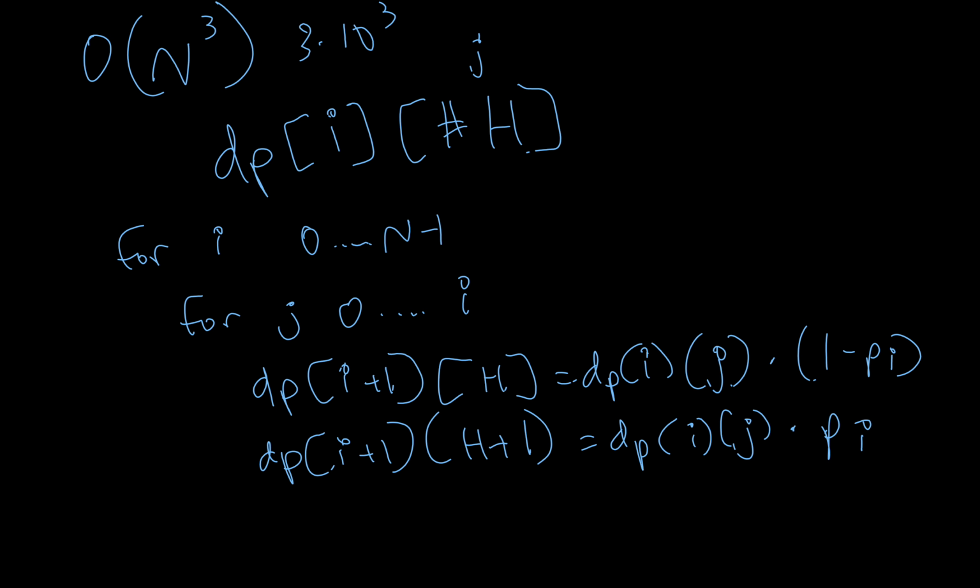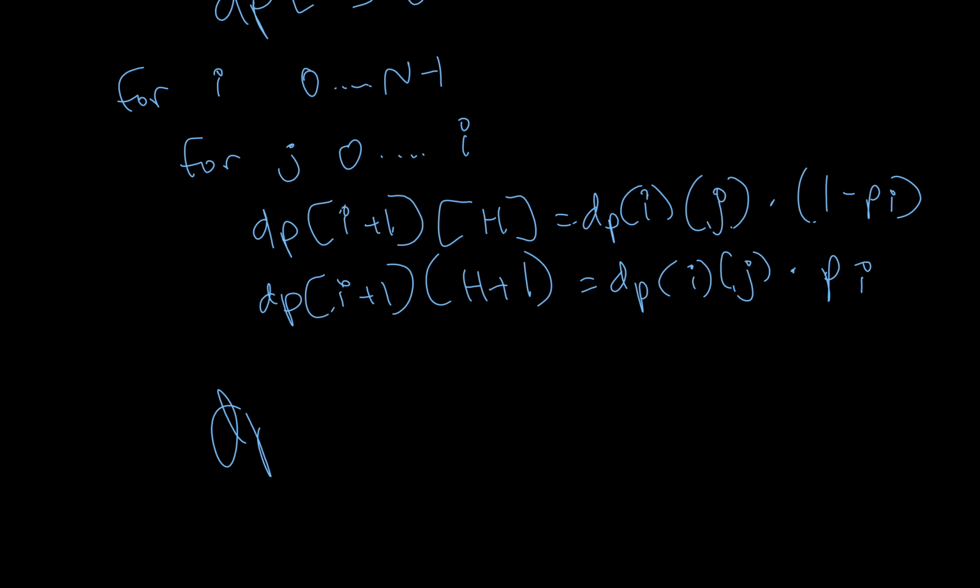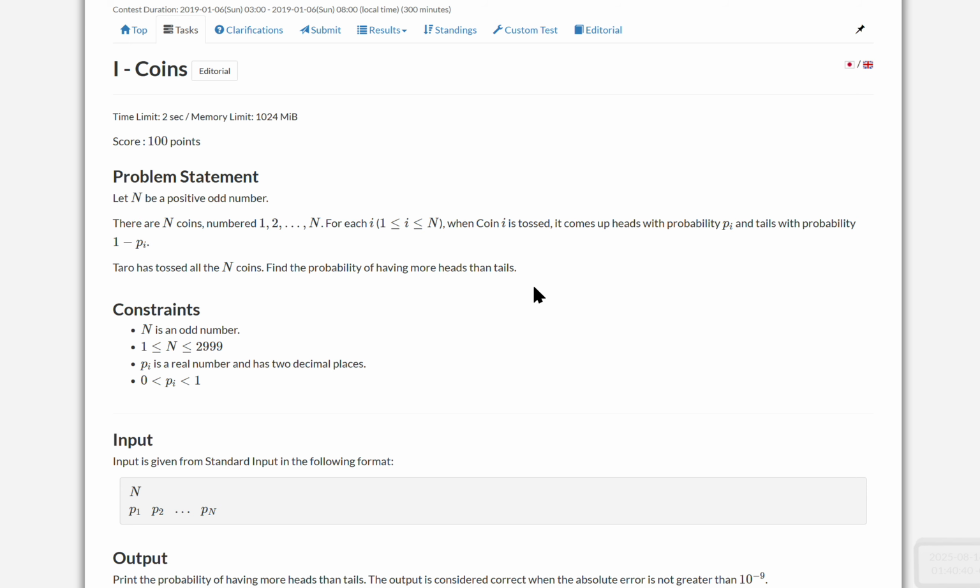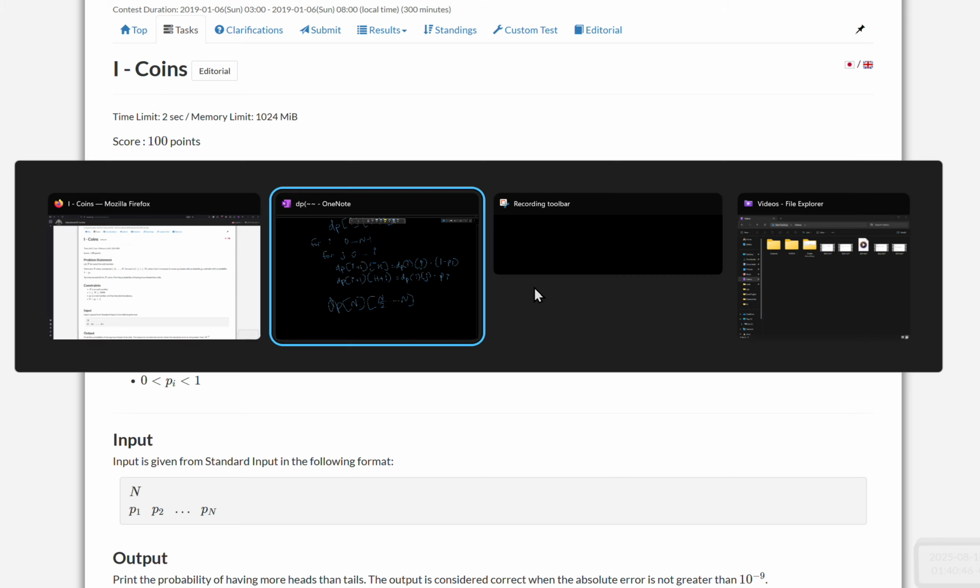And all you have to do at the very end, with dp of n, is sum up all of the probabilities from n minus 2 all the way to n, because in these cases you know that the number of heads is more than the number of tails, if more than half of the coins are rolled as heads.